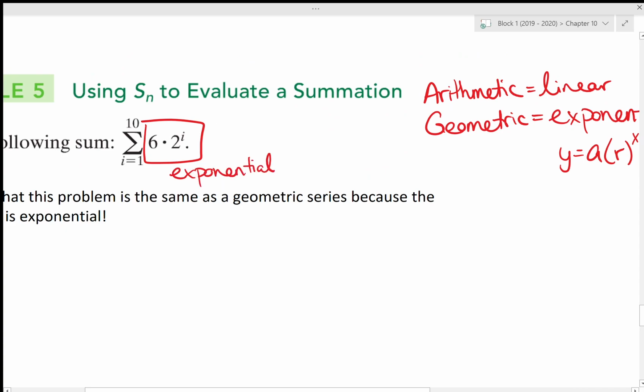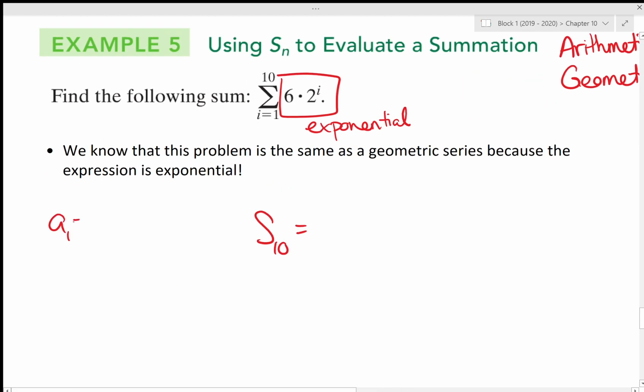So, instead of just finding these 10 terms and adding them all up, I instead can do the series formula for the geometric. So they're from 1 to 10, that's 10 numbers right there. So I need my first term. My first term is 6 times 2 to the first power, because my lower limit is 1. And 2 to the first is 2, times 6 is 12. So here's 12 times 1 minus.